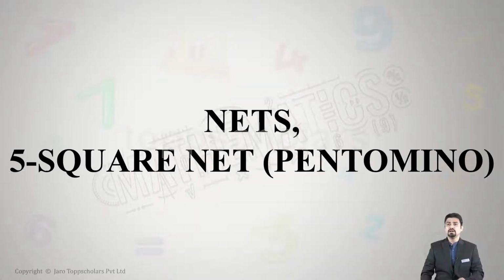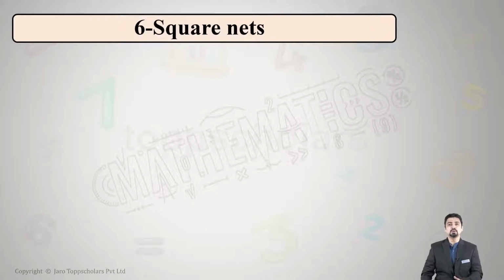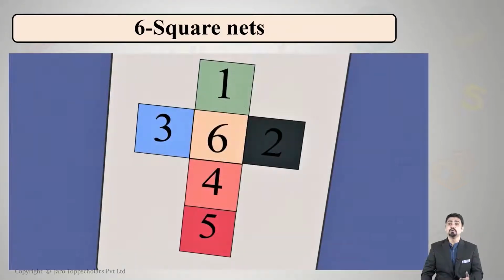Today we will learn about nets, including 5 square nets and 6 square nets. A net is nothing but a solid shape opened up and made into a flat surface. So this could be a 6 square net, like this, a flat surface. After folding the squares, we can get a solid. Now, which solid will we get here?